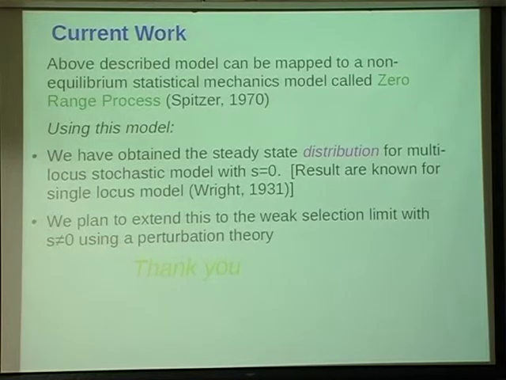So presently, what I'm trying to measure is the distribution. To measure the distribution, we mapped our model to a well-known statistical mechanical model called the zero range process, where we managed to get some distribution in the case of no selection. But I'm still working on the case when there is weak selection. We are trying to do it perturbatively.